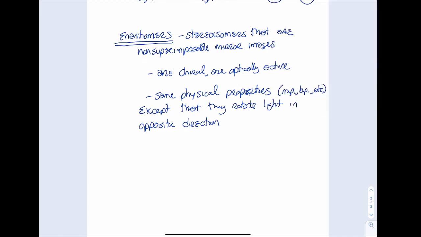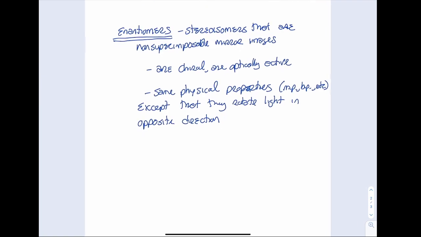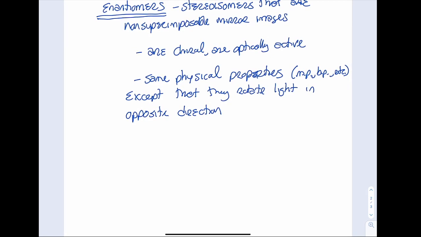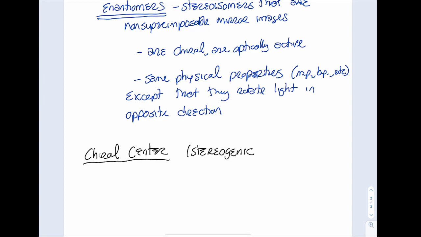The next question then is, how do we know when something exists as a pair of enantiomers, right? How do I know when that's a possibility? So what we need to look for is a chiral center. Be really careful. Chiral center and the word chiral are not the same thing. So that word center after it is really important. Our book does call it a stereogenic center. So if you see this term, it's the same thing as a chiral center.